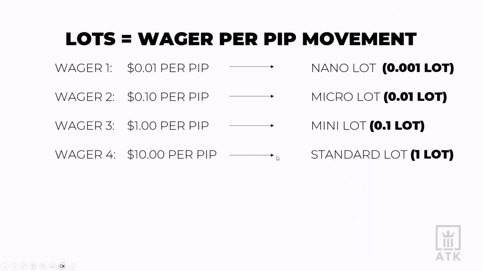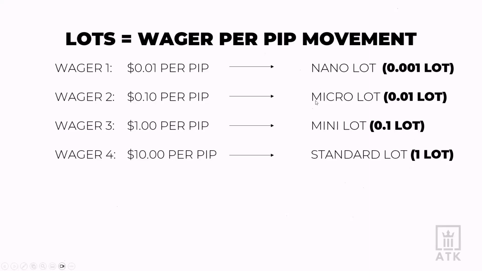That's one lot. So $1 per pip would be a mini lot, which would be 0.1 of a standard lot. 10 cents would be 0.01 lot, 0.01 of a standard lot. That's a micro lot. A nano lot would be 0.001 lot. That's a penny.